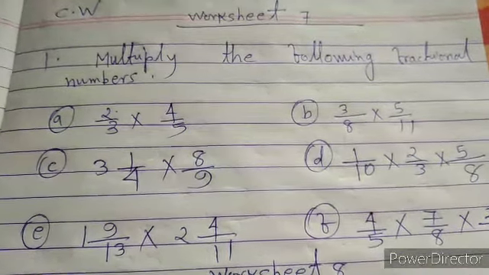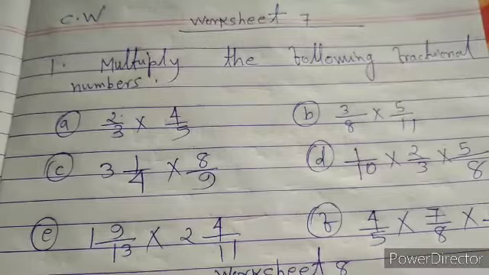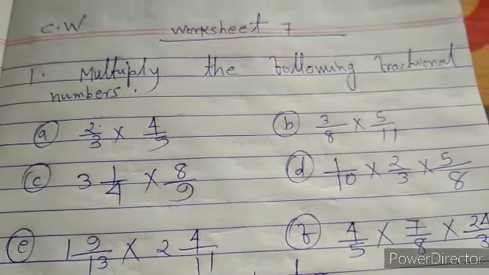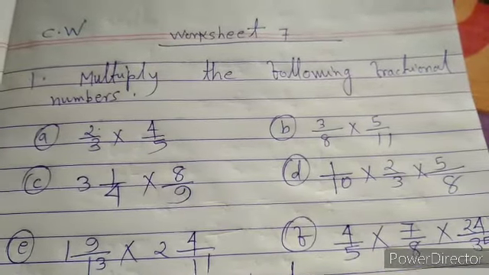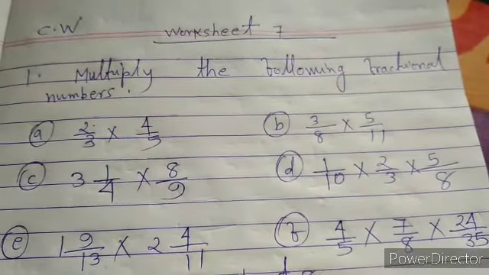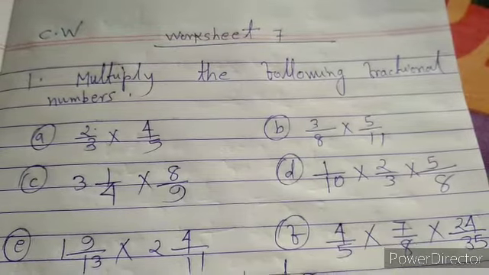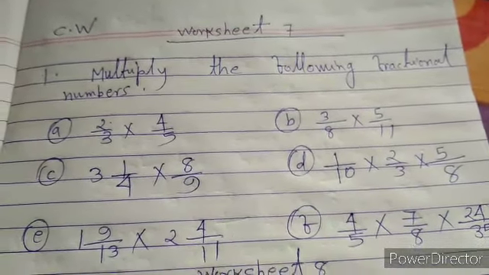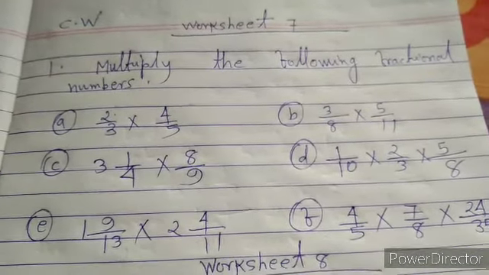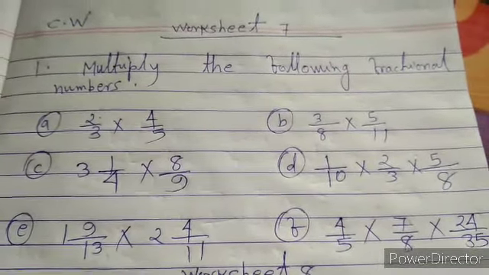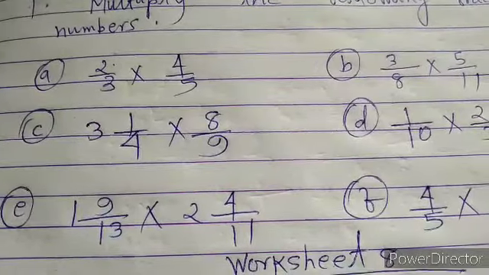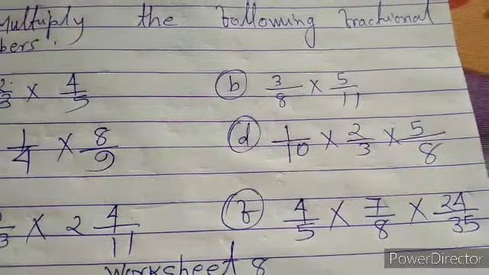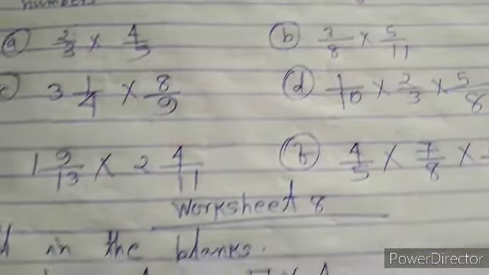Now I give you some classwork to solve in class. First question is multiply the following fractional numbers: A, 2 by 3 into 4 by 5; B, 3 by 8 into 5 by 11; C, 3 whole 1 by 4 into 8 by 9; D, 1 by 10 into 2 by 3 into 5 by 8; E, 1 whole 9 by 13 into 2 whole 4 by 11; F, 4 by 5 into 7 by 8 into 24 by 35.